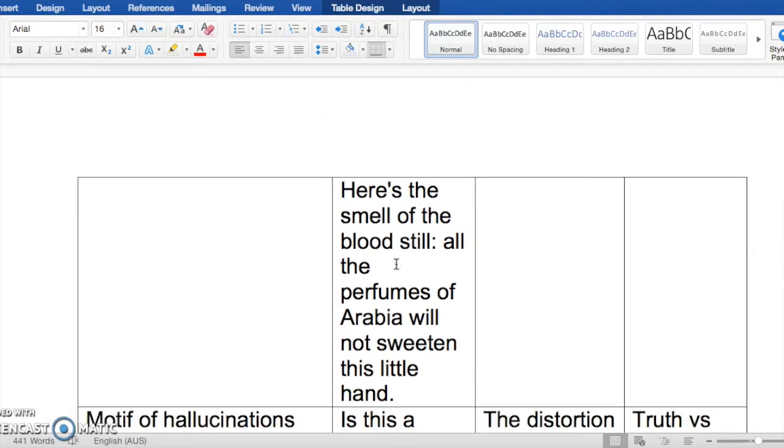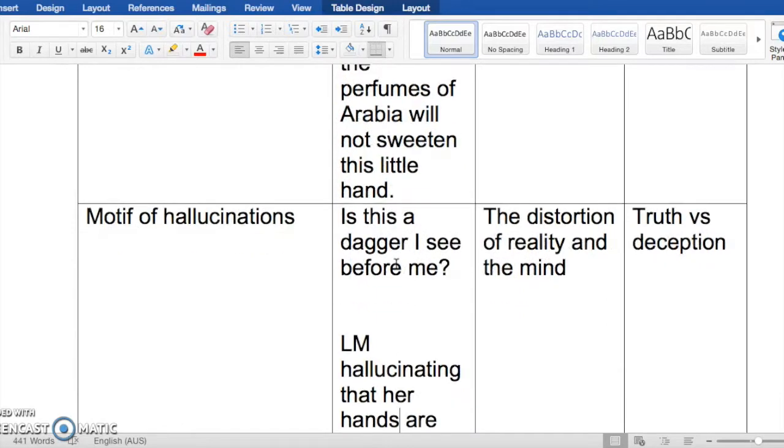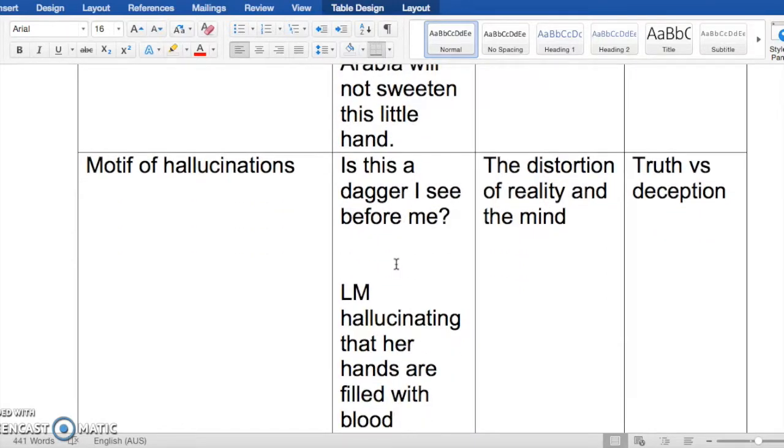And similarly, his wife says, "Here's the smell of the blood still. All the perfumes of Arabia will not sweeten this little hand." So she's saying, nothing can take away the stench of blood that's on her hands, and we will talk more about that in depth. So we'll just leave that for now. We'll go on to the next quote.